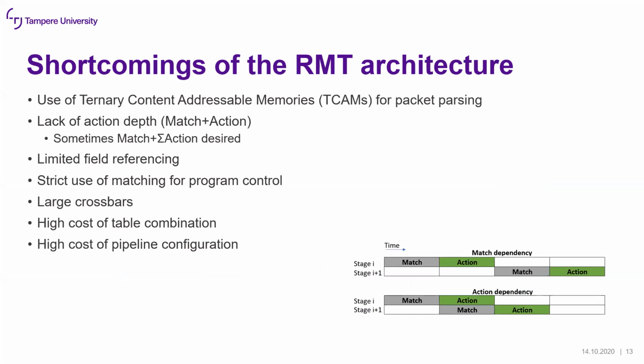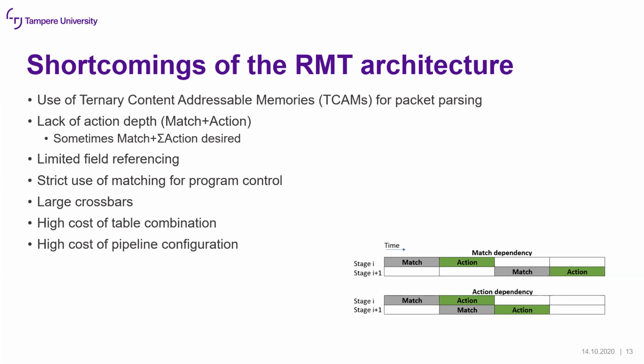So for instance, the fact that the parsers use ternary content addressable memories is one such shortcoming. These devices are very power hungry, and they also occupy a large area on chip. The next one is that there is no action depth. After each match operation, there is one round of action, but in most cases you need multiple rounds of action after each match.